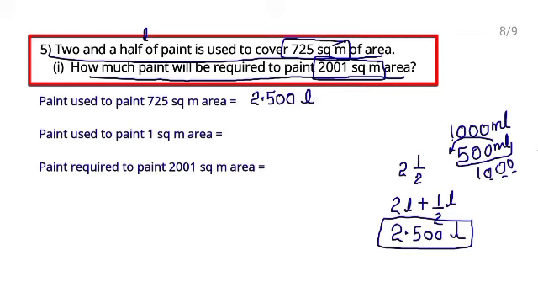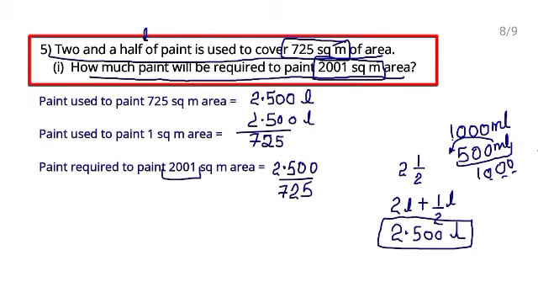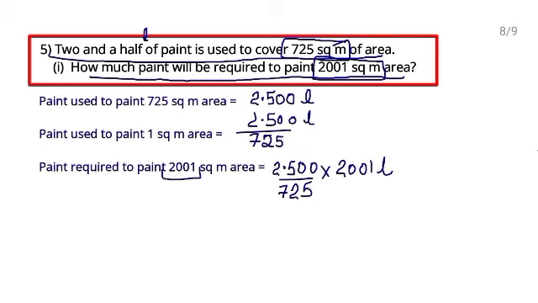1 square meter area के लिए क्या करेंगे? Divide this 2.500 liter by 725. Clear? They are asking for 2001, so simply multiply it by 2001. 725 multiply by 2001 liters. Now simply solve it.